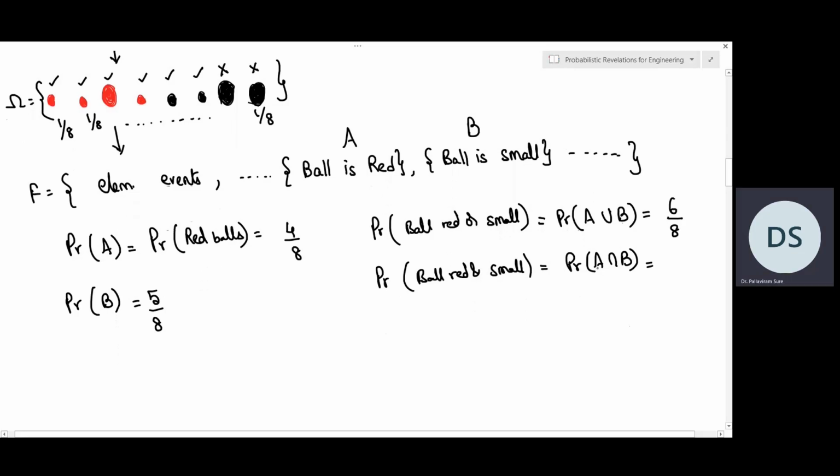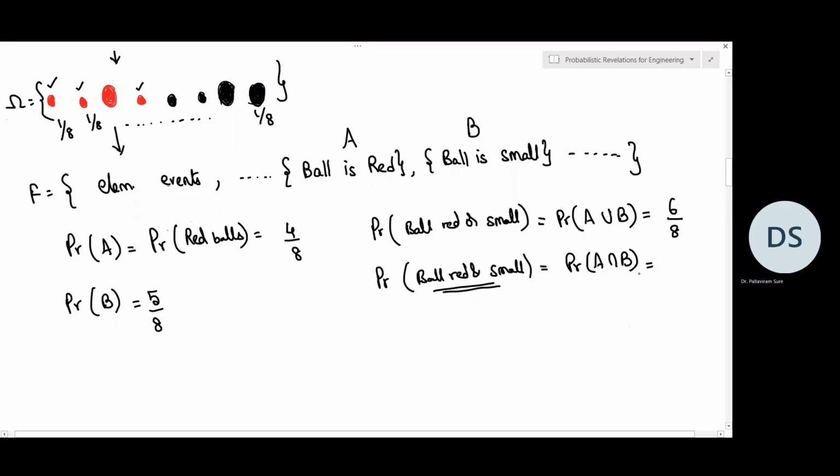Same way, if we worry about the probability of A intersection B, that is, the ball can be red and it should be small also. So this is red and small, this is red and small, again this is also red and small. Except these three, all others do not satisfy this constraint. So only those three are a part of this event. So three elementary events indicate that this probability is 3 by 8.